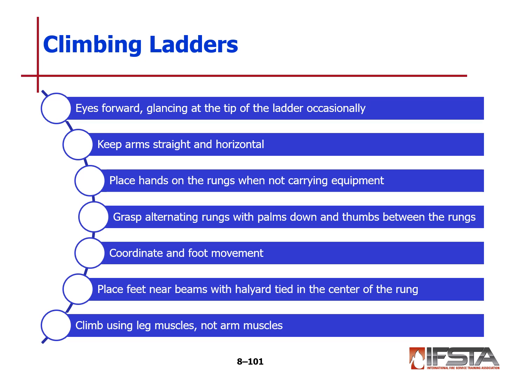Keep your eyes forward, glancing at the tip of the ladder occasionally. Keep your arms straight and horizontal. Place hands on the rungs when not carrying equipment. If you don't have a piece of equipment, an axe or a Halligan tool that you're climbing with, keep both hands on the rungs. Grasp alternating rungs with palms down and thumbs between the rungs. Coordinate your foot movement. Place feet near the beams with the halyard tie in the center of the rung, and climb using leg muscles, not your arm muscles.